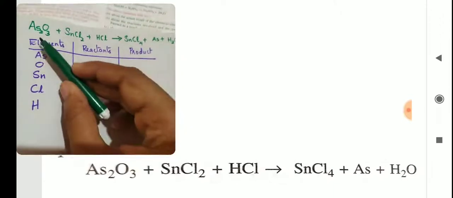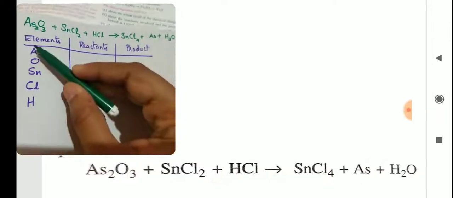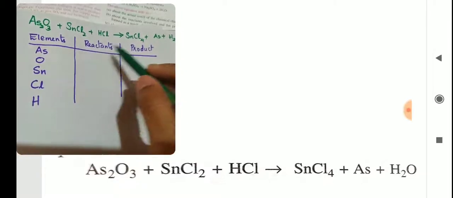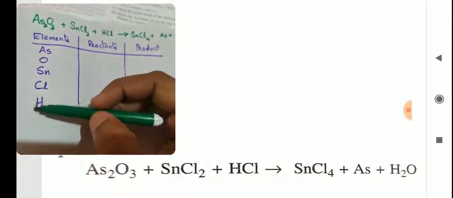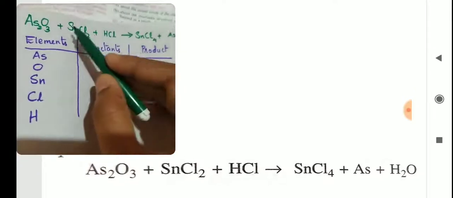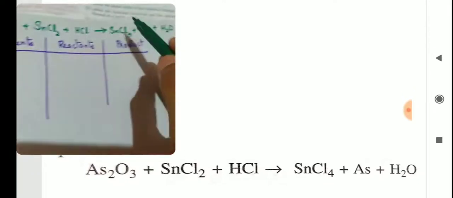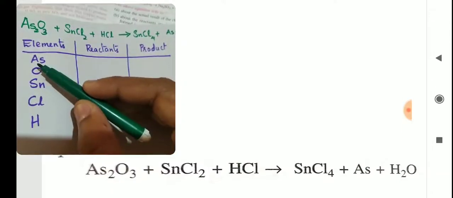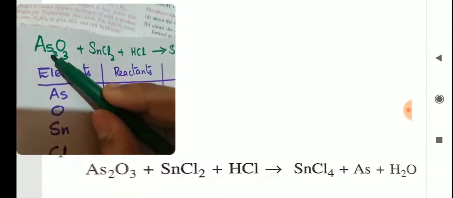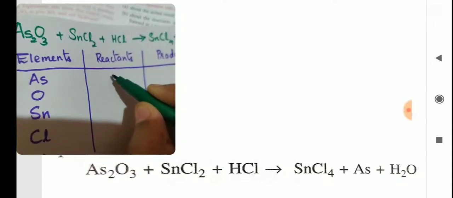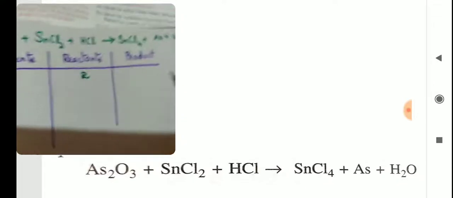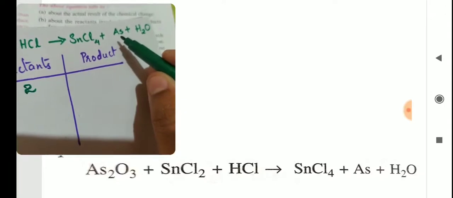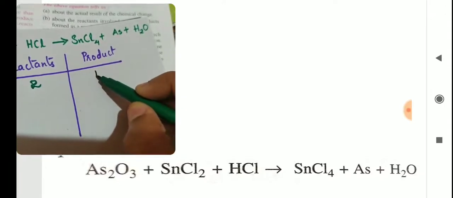Okay, so what is given? The equation I have written here, and I have written the table: elements, reactant, product. So I have mentioned the elements here. Whichever elements are in the LHS, the same elements will be present in the RHS also. Okay, so in the reactant side, how many arsenic atoms are there? 2 arsenic atoms in the reactant side, and in the product side, how many? Only 1 arsenic atom.